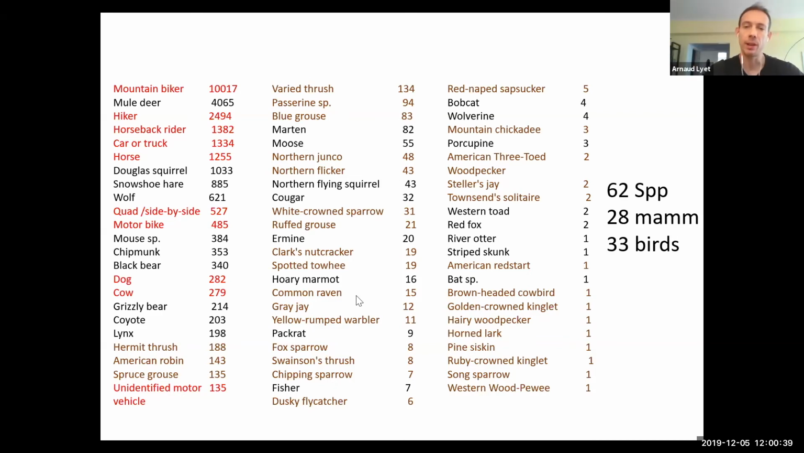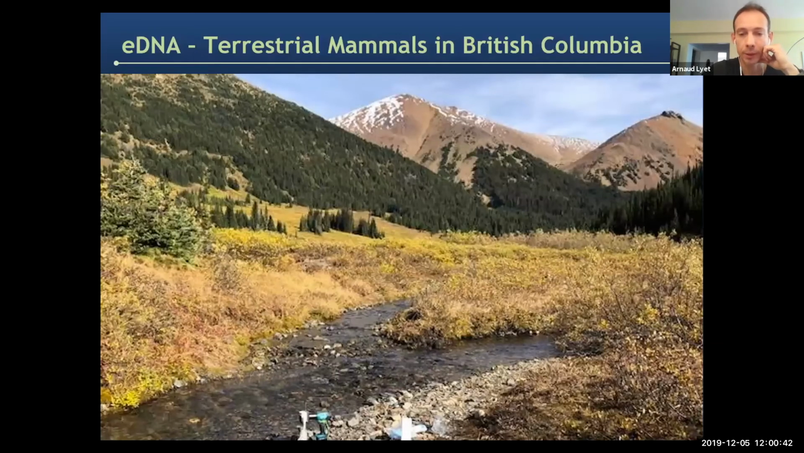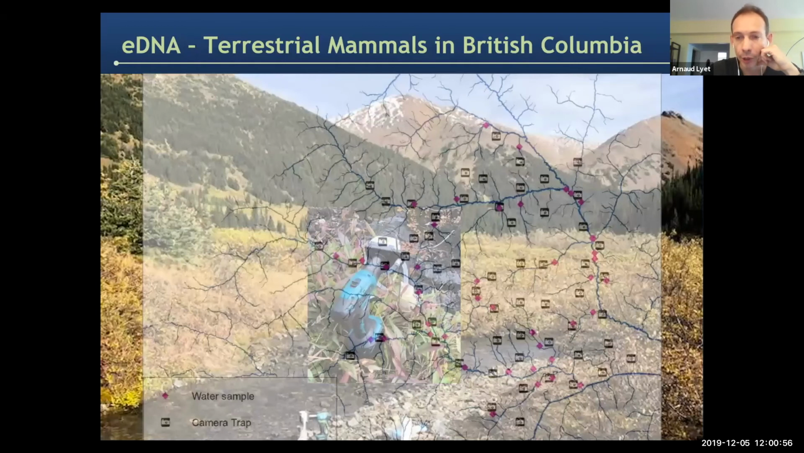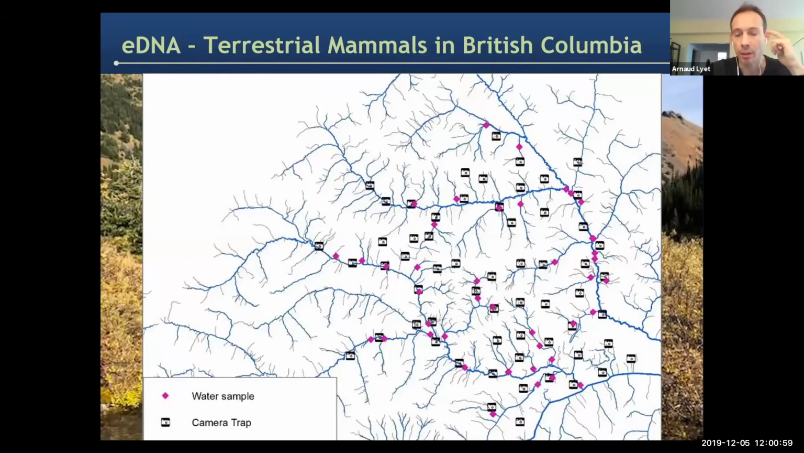Okay, so this is the kind of place where we went to do the sampling. We used a vampire sampler and a filter, and we filtered water from the river for 30 minutes. We did that over the entire area where we had set up camera traps. So we tried to match every camera trap, or river basin covered by a camera trap, with at least one water sample. That was a pretty huge effort to collect all this information.